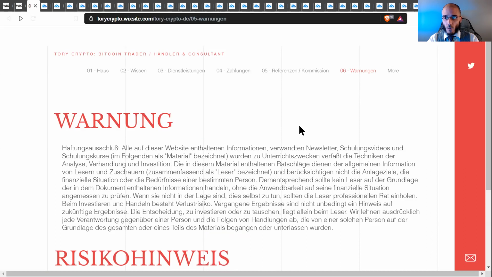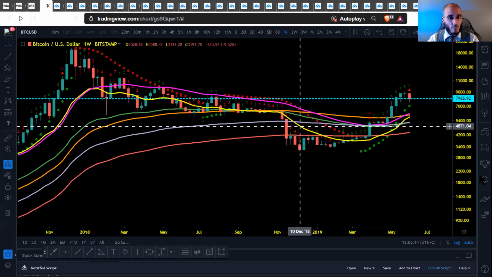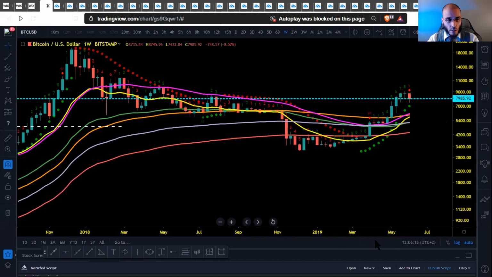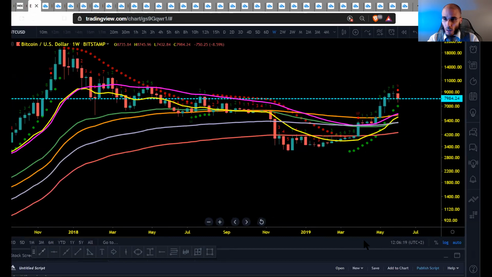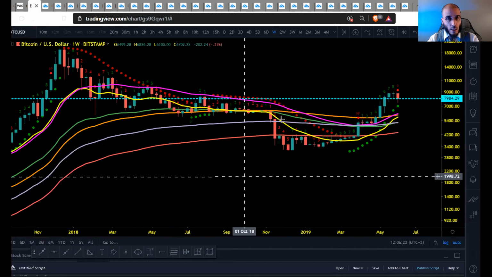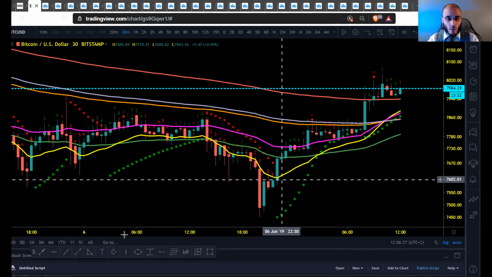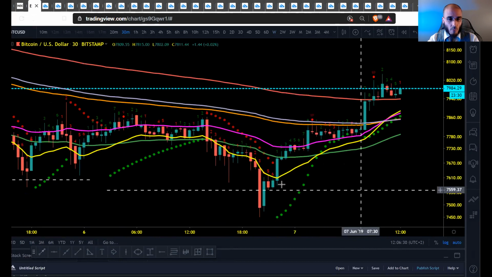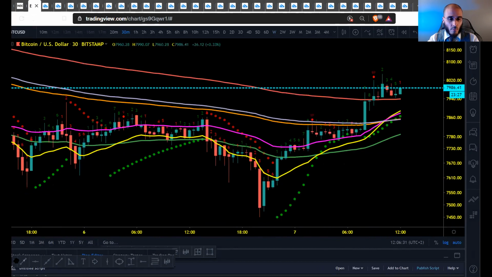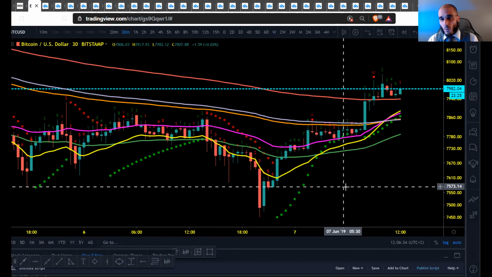And now let's go into the charts. So that is BTC right now. We are at 7,986. And I'm going to take a look at the 30-minute chart. The 30-minute chart is on a red number 1 without confirmation.